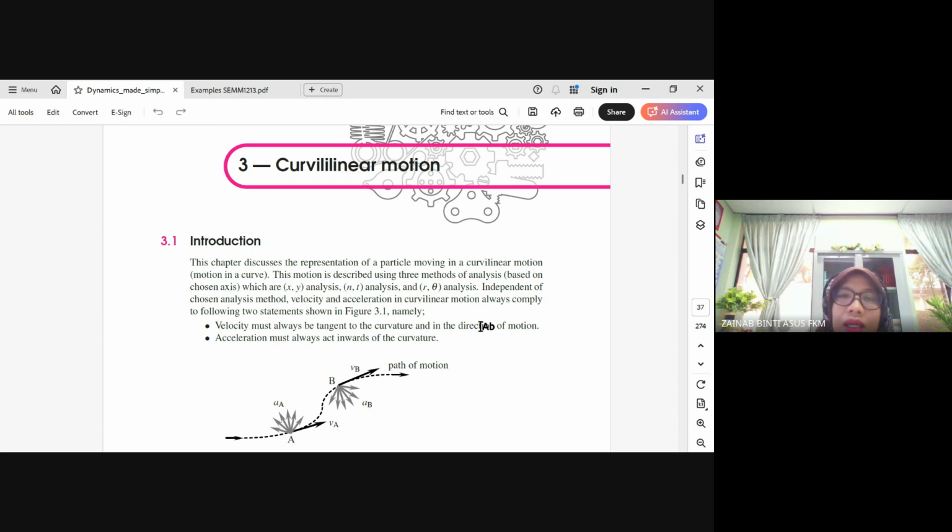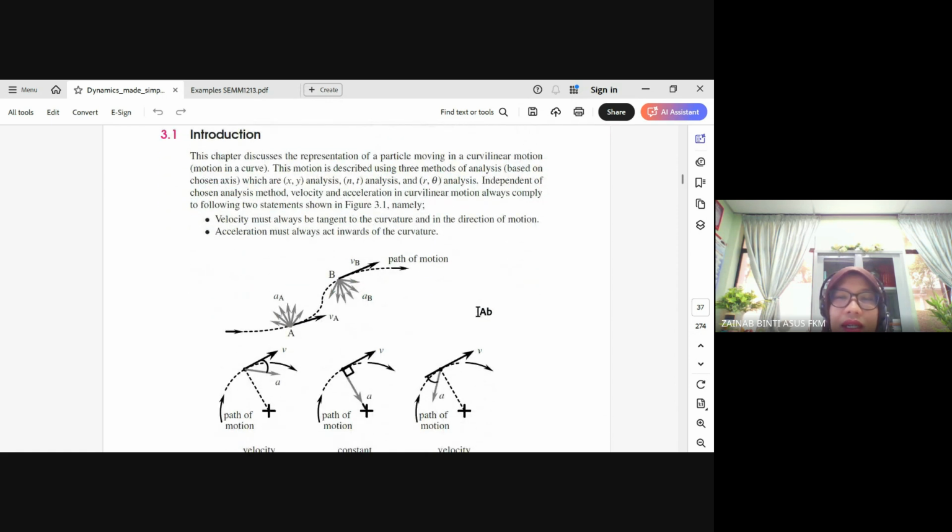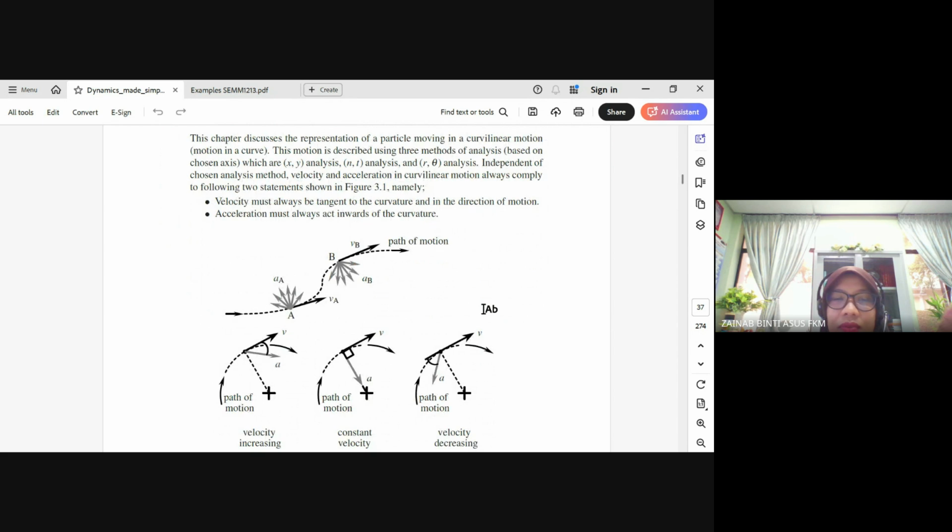The velocity and acceleration in curvilinear motion always comply with two statements, shown in this figure here. One of them is that velocity must always be tangent to the curvature and in the direction of motion. That is this first figure here, where you have the curve, actually the line there. That is your path of motion.